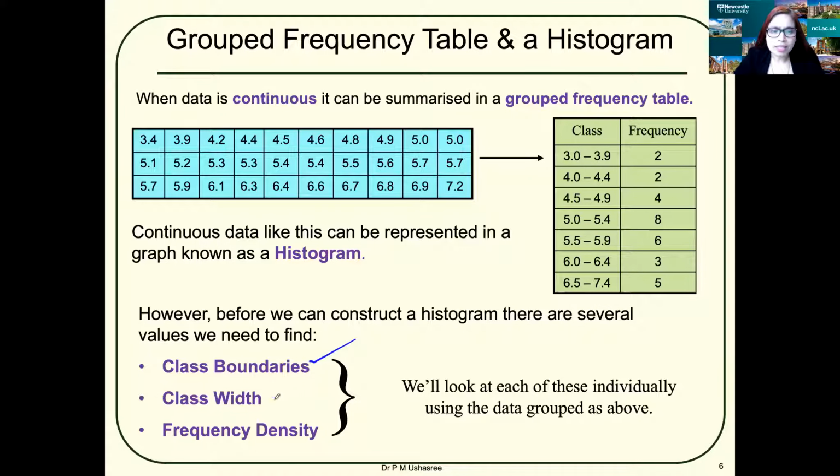Now let's see what class width is. As the name says, it is the width of a class. So how can you find the width of a given class?